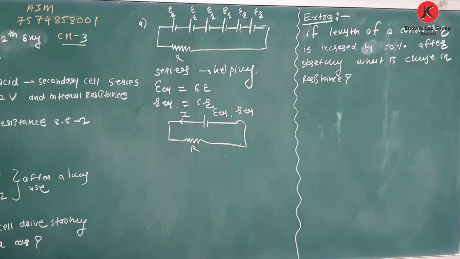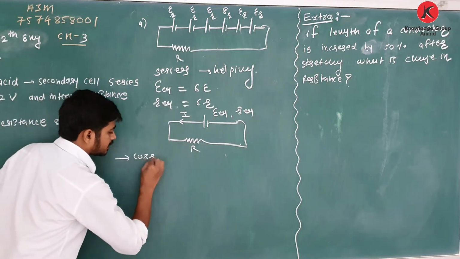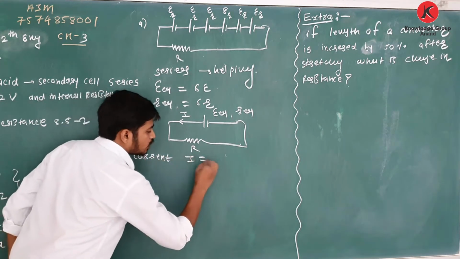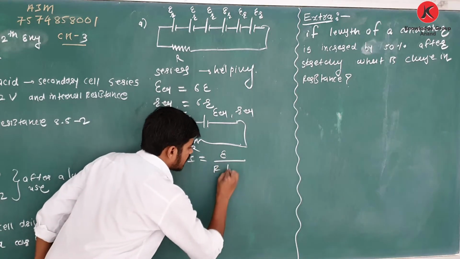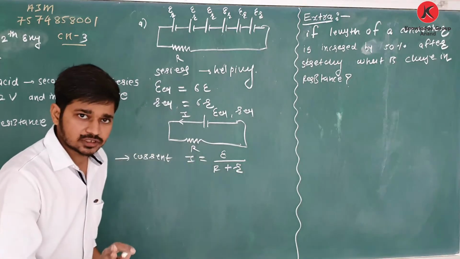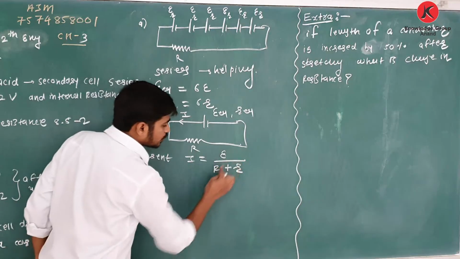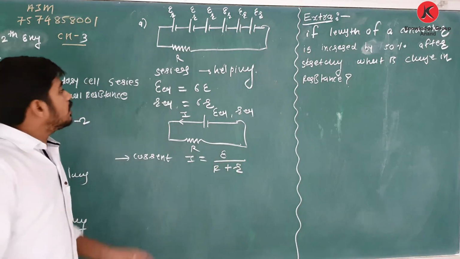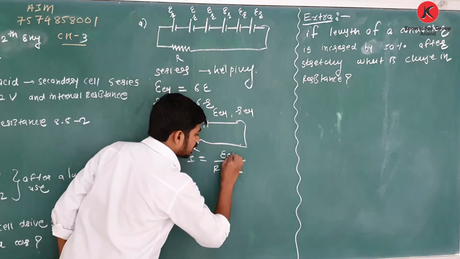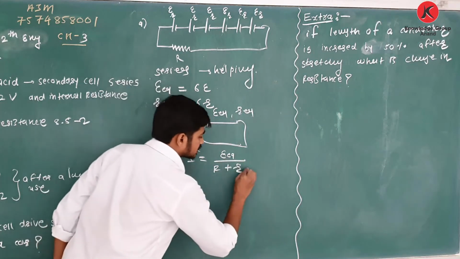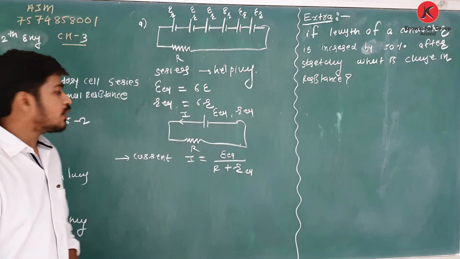That is your first question: how to find the current? We know the equation from the theory of terminal voltage: for one cell, I is equal to E upon R plus R. But whenever you are given such a combination, write the equation as I is equal to E equivalent upon R plus R equivalent. Now you have each and every value.